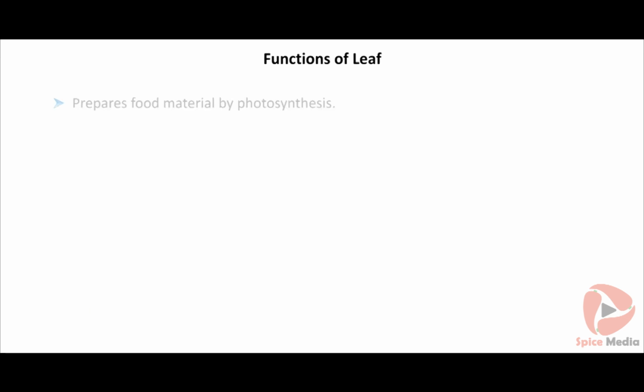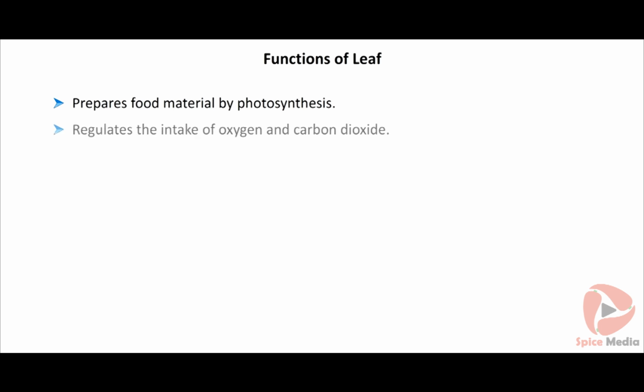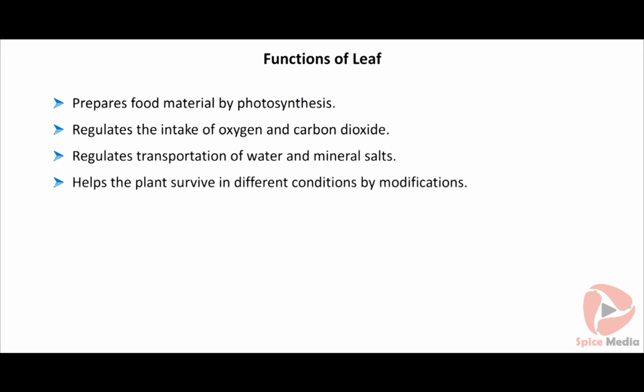Functions of leaf. Leaves prepare food material by the process called photosynthesis. They regulate the intake of oxygen and carbon dioxide. They also regulate transportation of water and mineral salts. They help a plant survive weather changes by modifying themselves. They also help in vegetative propagation.